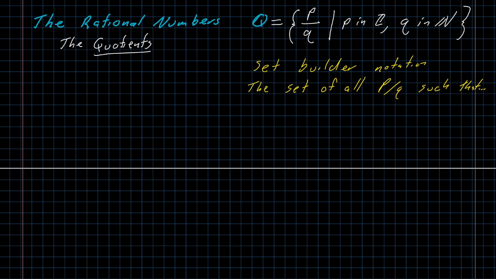And when you read set builder notation, the general expression here is the set of all whatever your prototype is, in this case p over q, the vertical line is read as such that, and then you read whatever comes from there, which can vary wildly in its appearance. So the rational numbers Q are the set of all p over q such that p is in Z and q is in N.